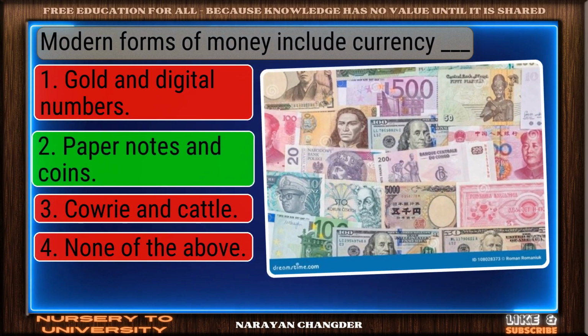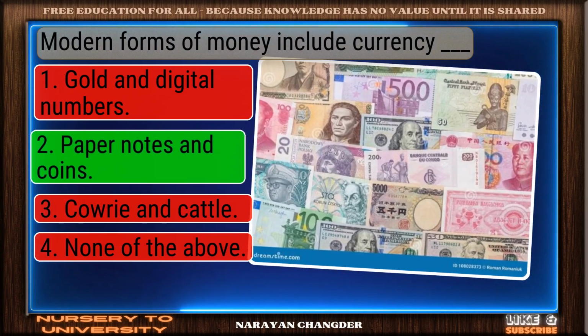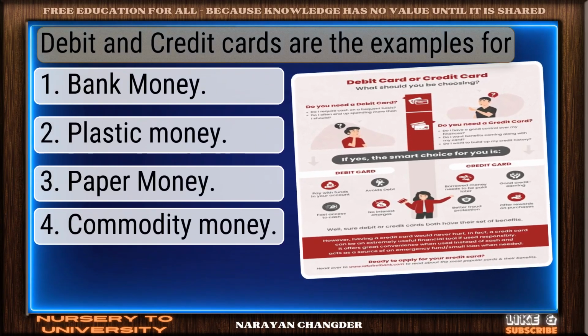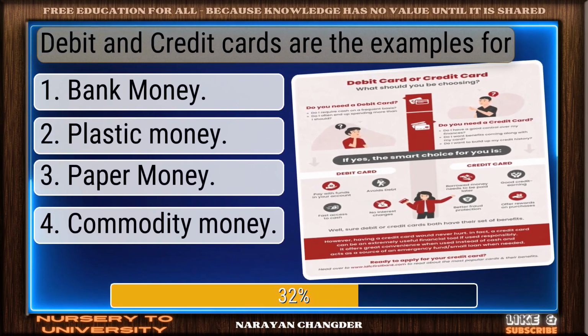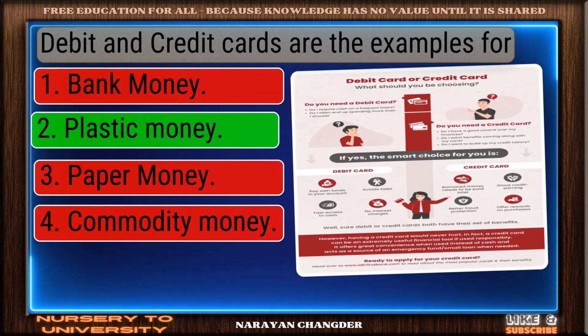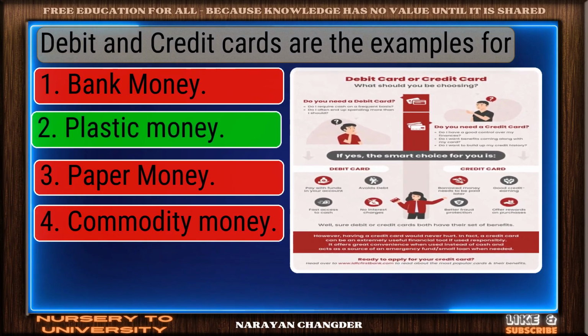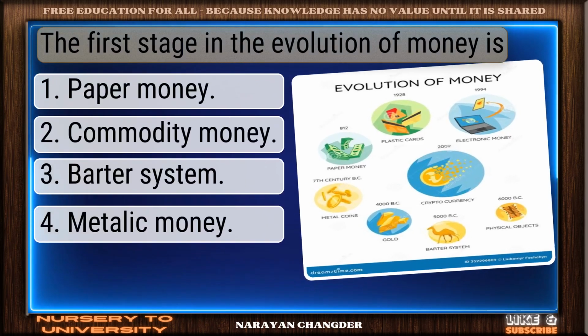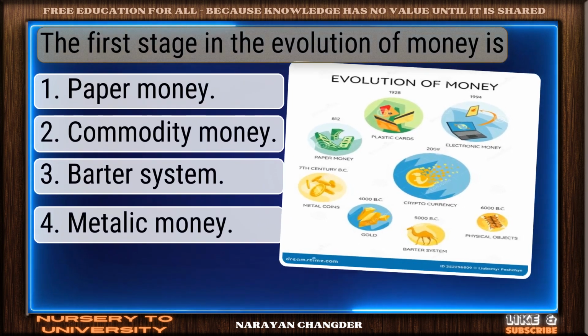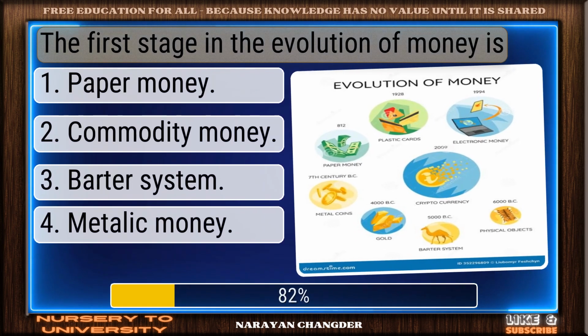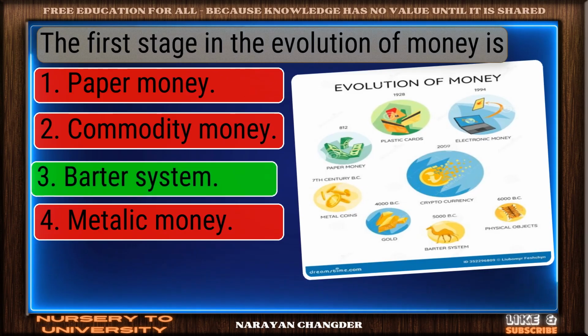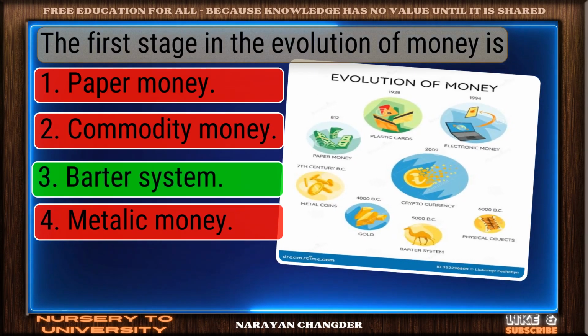Modern forms of money include currency, dash. Well done. Paper notes and coins is right. Debit and credit cards are the examples for... Clear logic. Plastic money is sound. The first stage in the evolution of money is... Perfect. Barter system is the one.